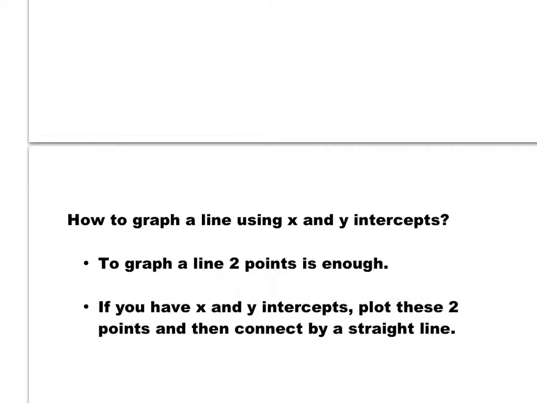Now how you graph a line using x and y intercepts is very simple. You use the technique that we defined yesterday to find x and y intercepts, and then when you have x and y intercepts, these are going to be 2 points, and 2 points is enough to graph a line. So plot the 2 points and then connect them using a line.